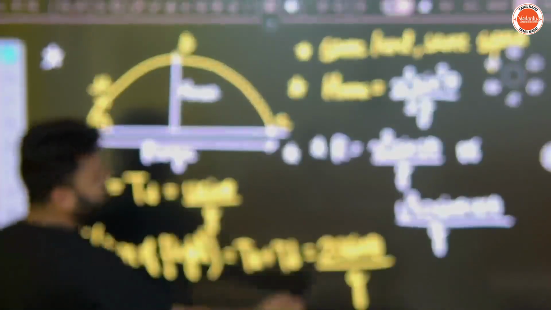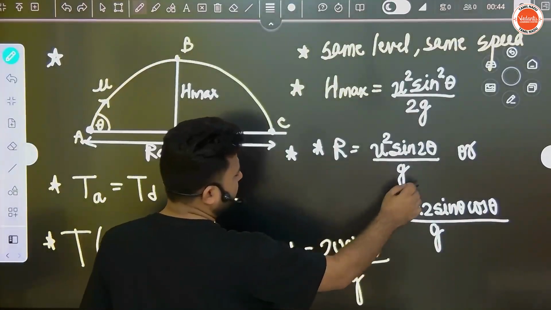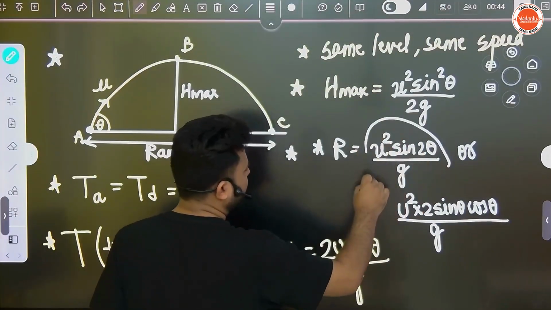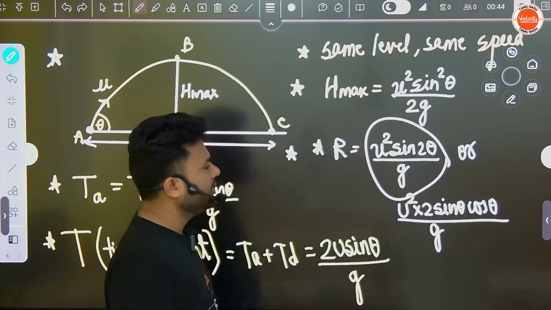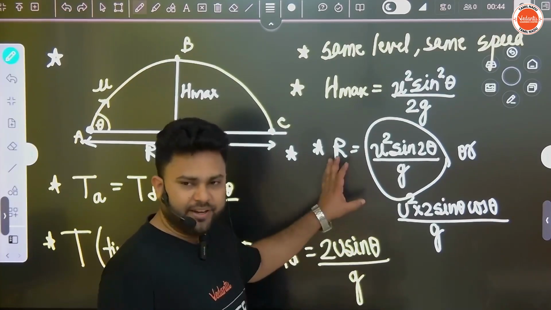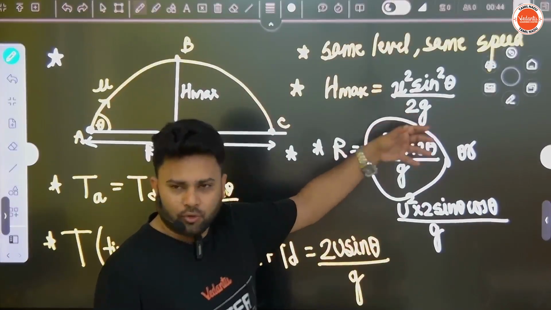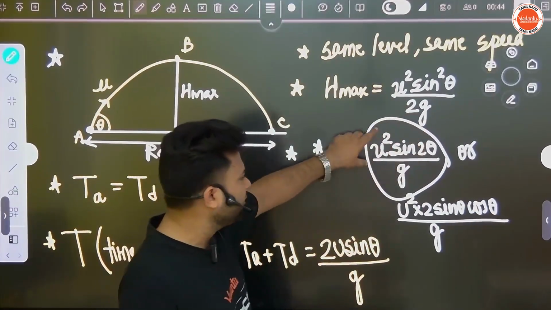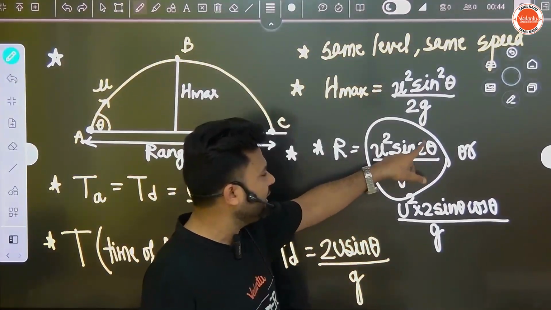Then they ask when this range will be maximum. Achha, when this value will be maximum? They ask when range will be maximum. Speed is same. At what angle you should throw so that the range is maximum? So you will get the maximum value when sine 2 theta value becomes 1.